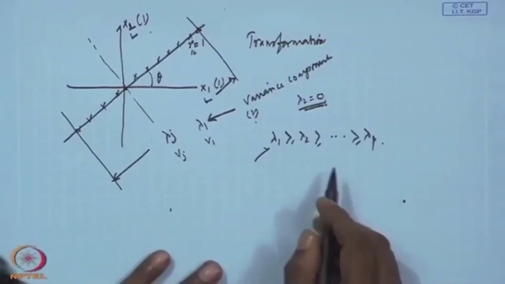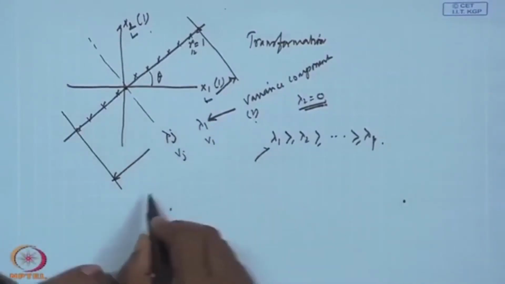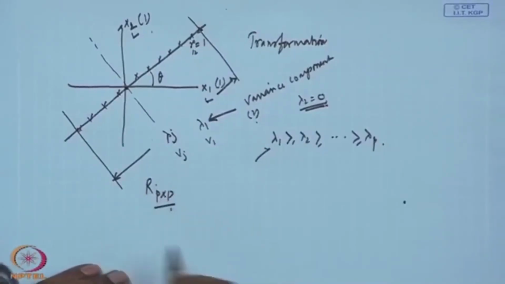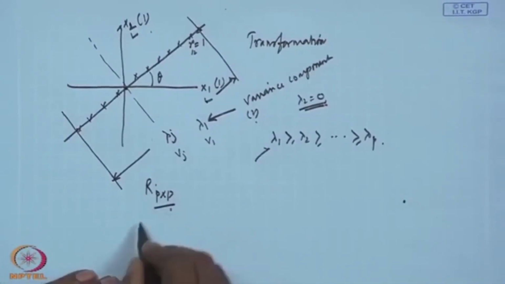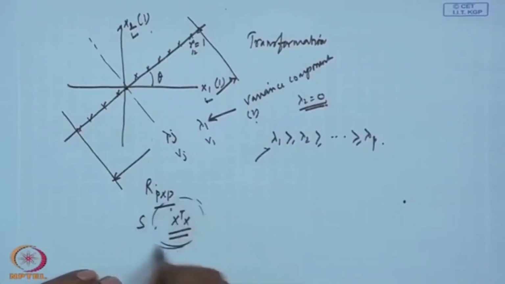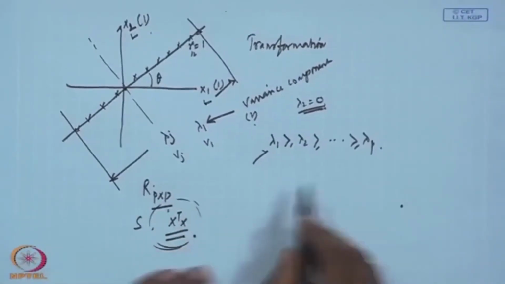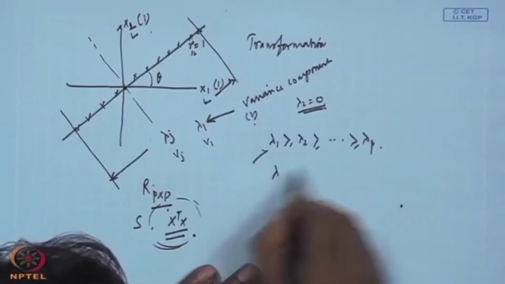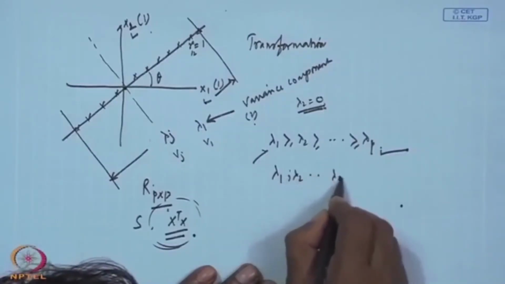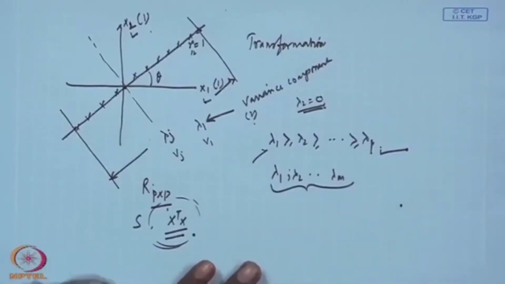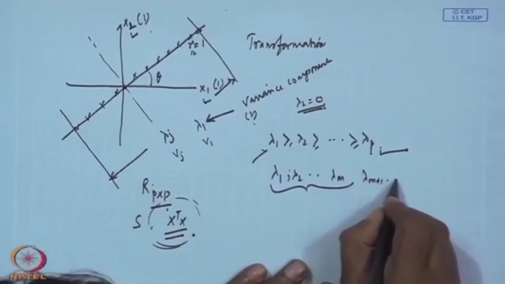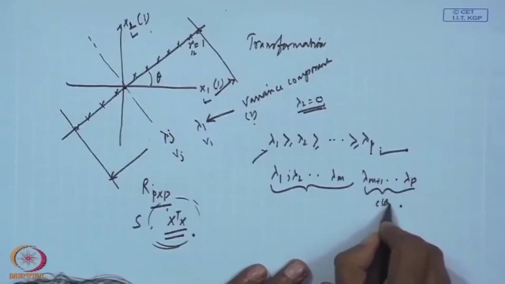So, it may so happen that R is basically P cross P. We assume that R or S or X transpose X, when we do regression, is full rank. Now, what will happen if you find that out of these P eigenvalues, lambda 1, lambda 2 up to lambda m have values not equal to 0, but lambda m plus 1 to lambda p are close to 0.